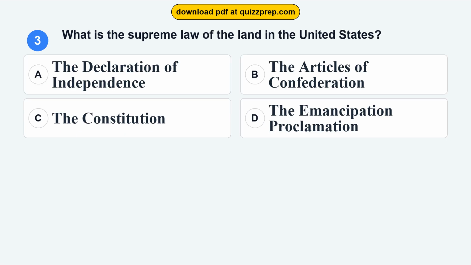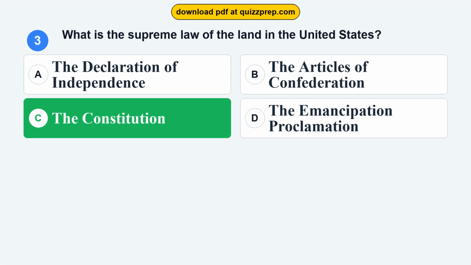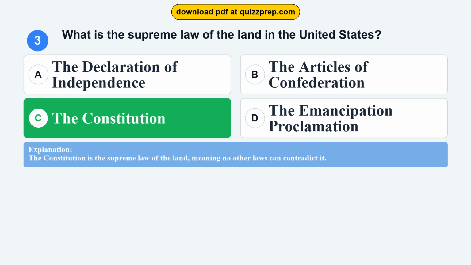Question 3. What is the supreme law of the land in the United States? Option A, the Declaration of Independence. Option B, the Articles of Confederation. Option C, the Constitution. Option D, the Emancipation Proclamation. The correct answer is option C, the Constitution. The Constitution is the supreme law of the land, meaning no other laws can contradict it.